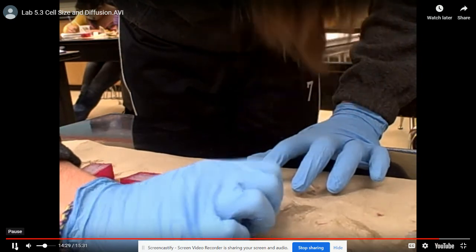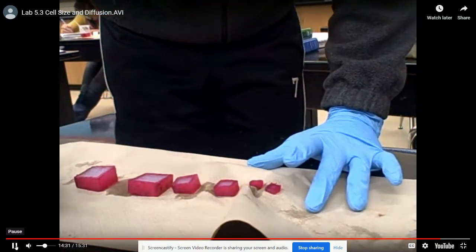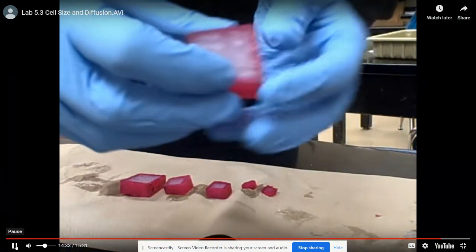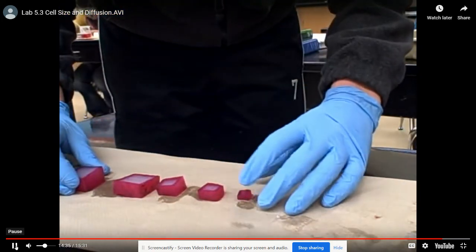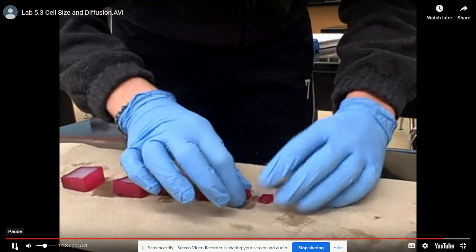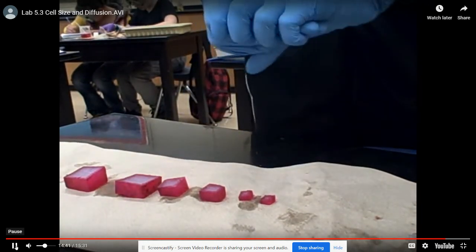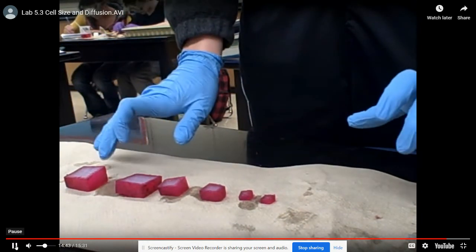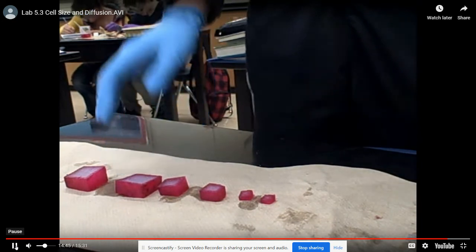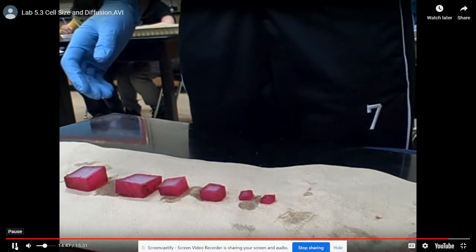So then she holds them up and you can see 0.5 centimeters. Okay. That's all. Is that all I need to record? I think she's done. Okay.